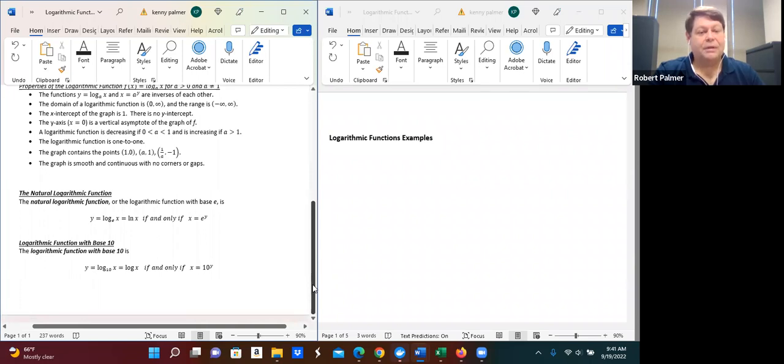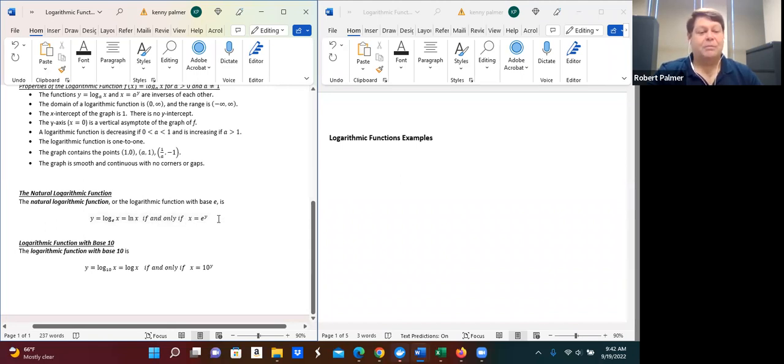Now, before we go further, let's take a quick look at two of the most common logarithmic functions. The first one is called the natural logarithmic function, or the logarithmic function with base e. You may have seen base e before in discussions of exponential functions. e is an irrational number, approximately 2.718. Instead of writing log base e, we call it ln, for natural log. And once again, this is true if and only if x is equal to e to the y.